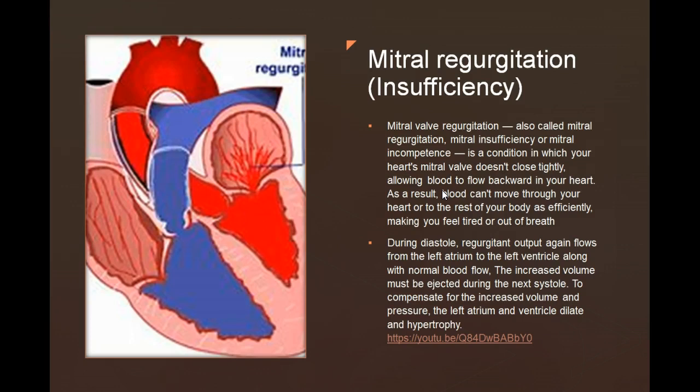There's always going to be a little bit extra. And so to compensate for the increased volume and pressure, the left atrium and the ventricle end up dilating, and they become enlarged as well. And there's a short YouTube clip you can look at as well to get a better understanding of mitral regurgitation.